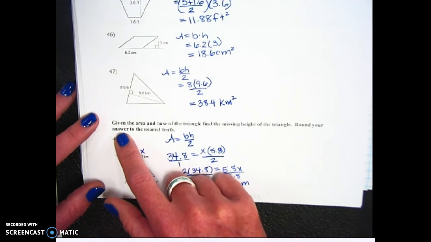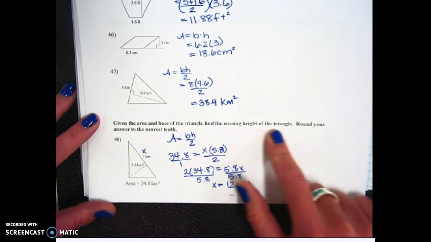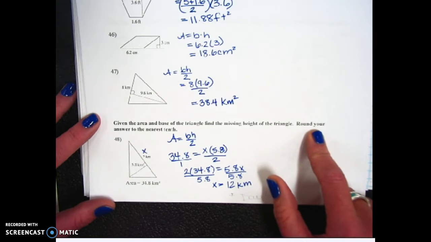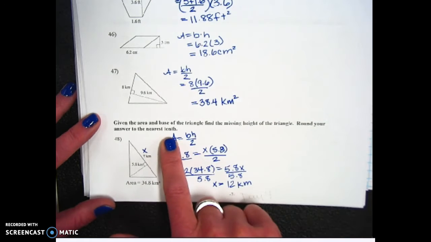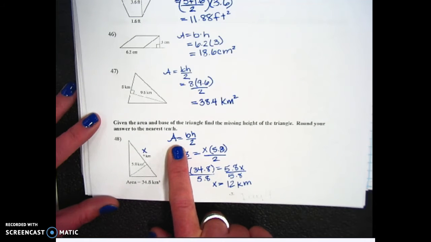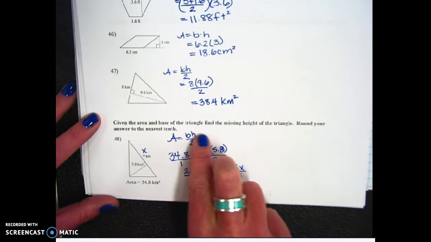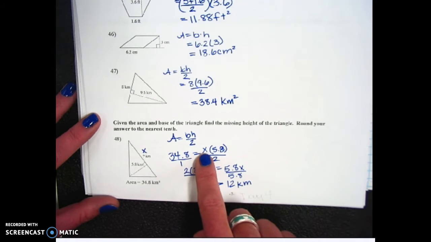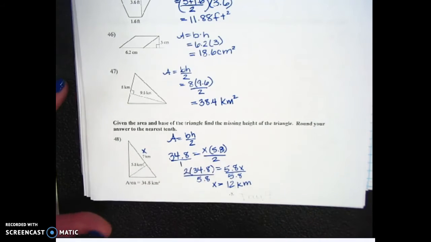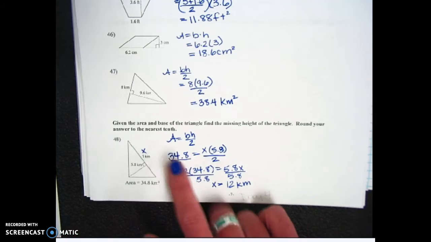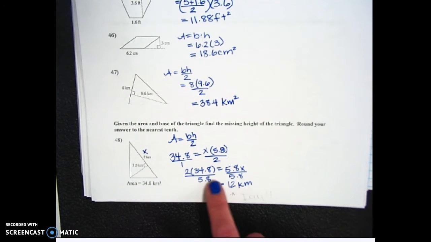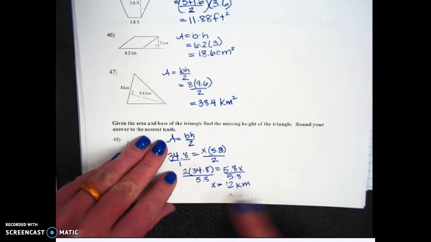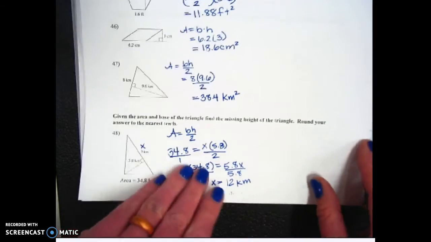Number 48. Given the area and base of a triangle, find the missing height of the triangle. Round your answer to the nearest tenth. So again, start with the formula, but instead of plugging in for the base and the height, plug in for the area and plug in for the height. And where the base is at, I just put x. Make it into a proportion, do the cross product, and then do inverse operations till you get the variable by itself. So I got 12 kilometers.